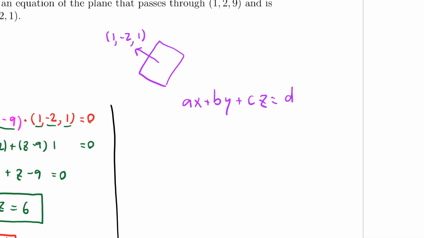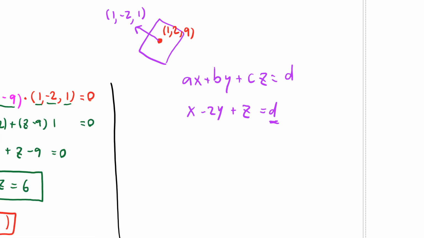So that means my a is 1, my b is negative 2, and my c is 1. So here, I already have the coefficients for x, y, and z. I only need to identify the value of this d here. How would I go about doing that? Well, I knew that this plane would pass through this point 1, 2, 9. So that means if I plug in x equal to 1, y equal to 2, and z equal to 9, the value of d had better satisfy the equation that I have.